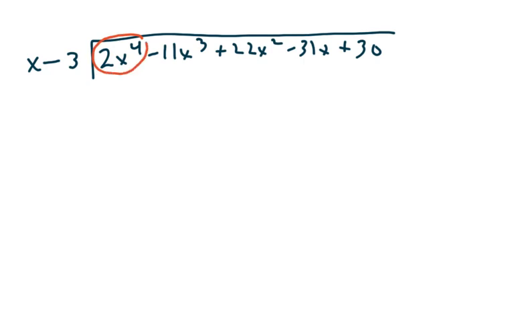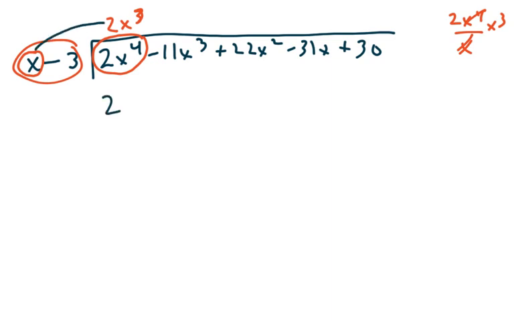Well, I notice I have a 2x^4 here. And I know when I divide that by x, 2x^4 divided by x is going to be 2x^3, right? That's a 3 there, guys. So that's what I'm going to multiply my divisor by. So 2x^3 times x is 2x^4. 2x^3 times this minus 3 is minus 6x^3.